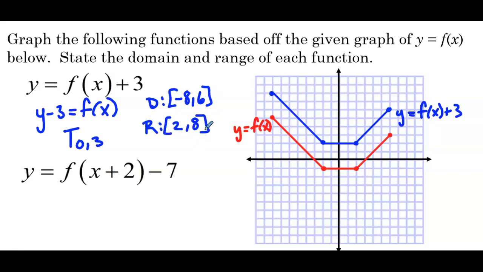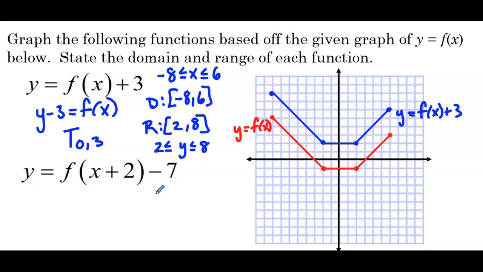Now, if we wanted to write these as inequalities, it would be -8 is less than or equal to x, which is less than or equal to 6. And the range would be 2 is less than or equal to y, which is less than or equal to 8. So this is good review of how interval notation turns into inequalities, or the vice versa. And we get to see that domain is x, range is y when we're writing the inequalities out.